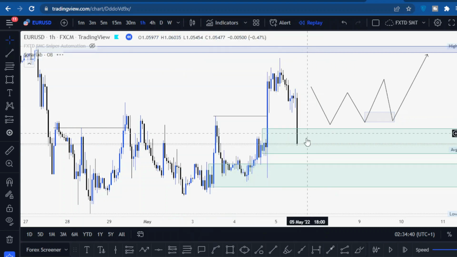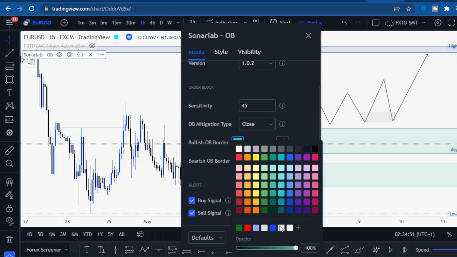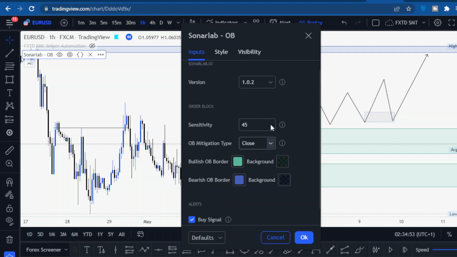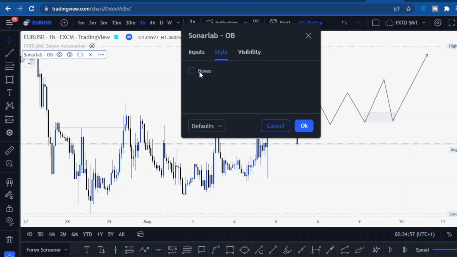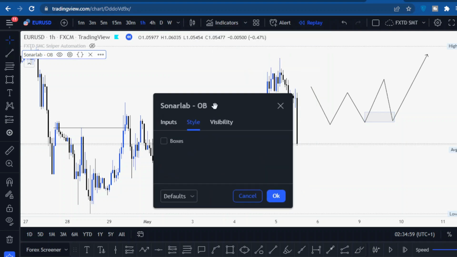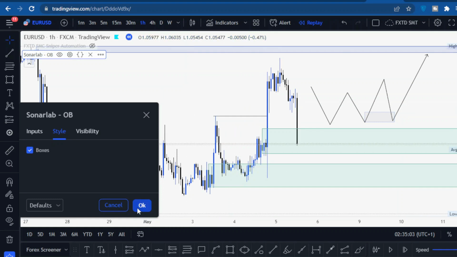If you change it to 50, for instance, we are going to see that we only have two here. So let's leave it at 45. You can choose to change the colors if you want to, or leave them at default. If you go to style, you can choose to remove the boxes, but you want to ensure that the boxes are on because that's the sole purpose of this video.